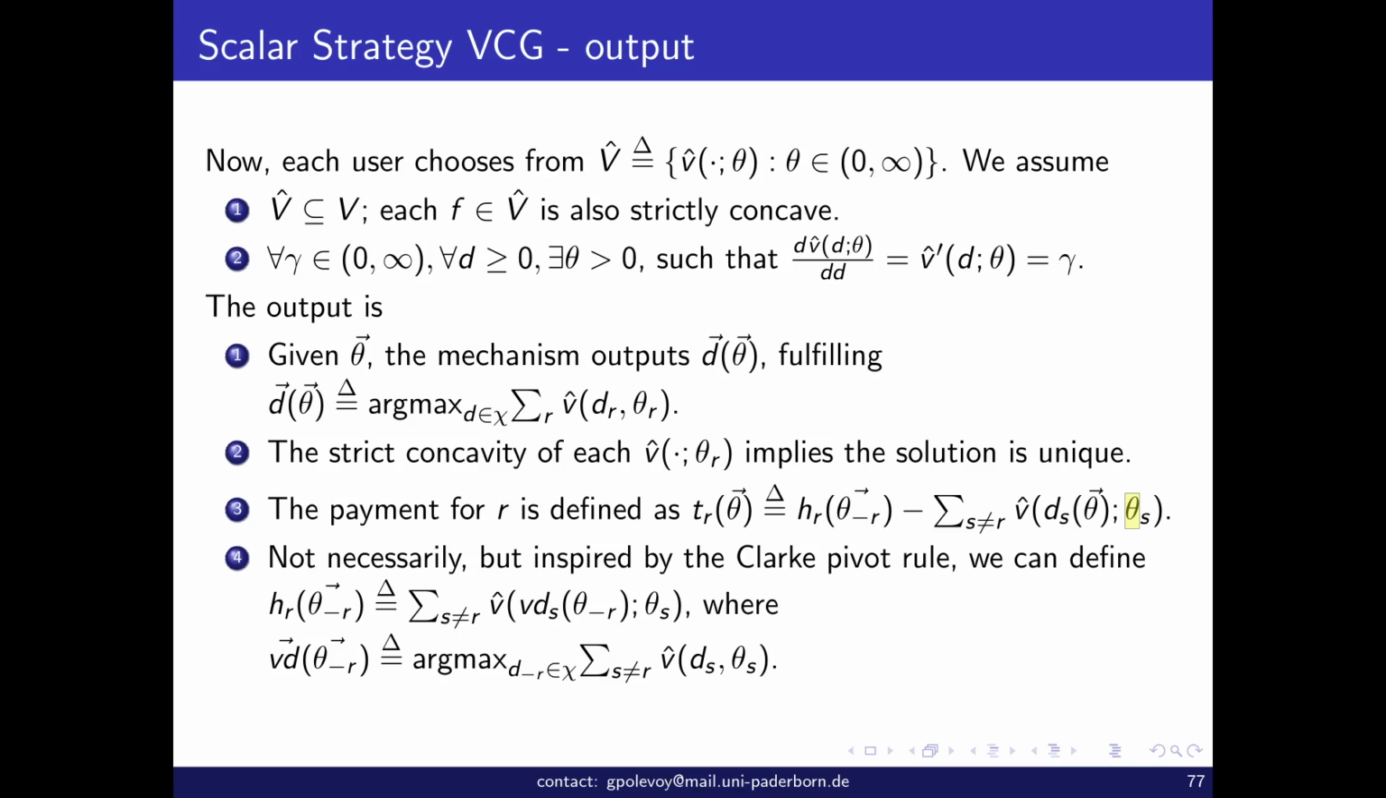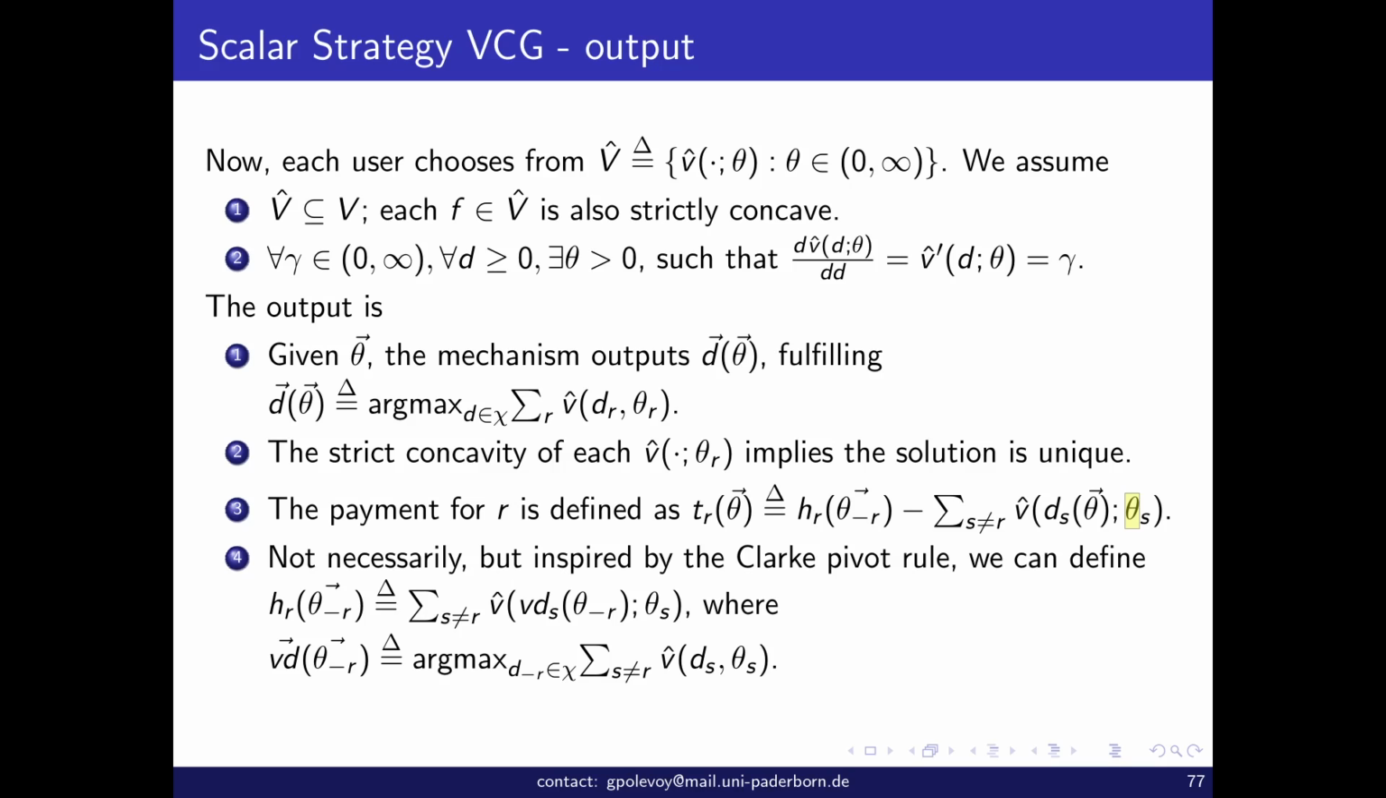Now, not necessarily, but this h can be defined in the following way, inspired by the Clarke pivot rule, which we saw for the general VCG. It doesn't have to be, but it can be. So, what will that then be?